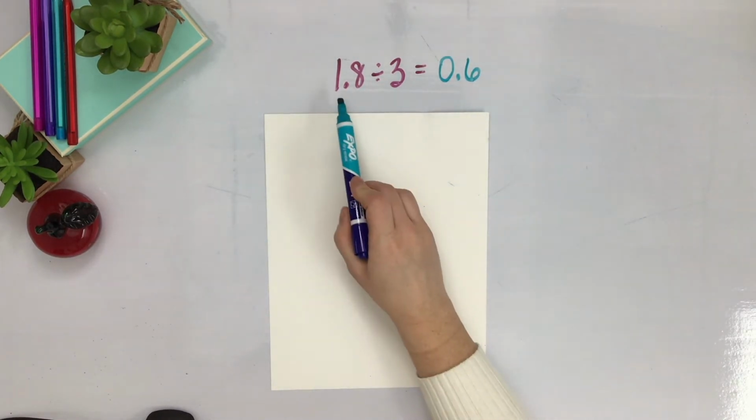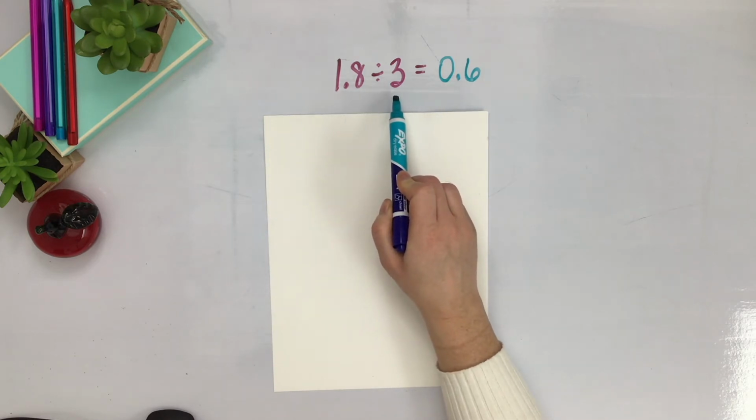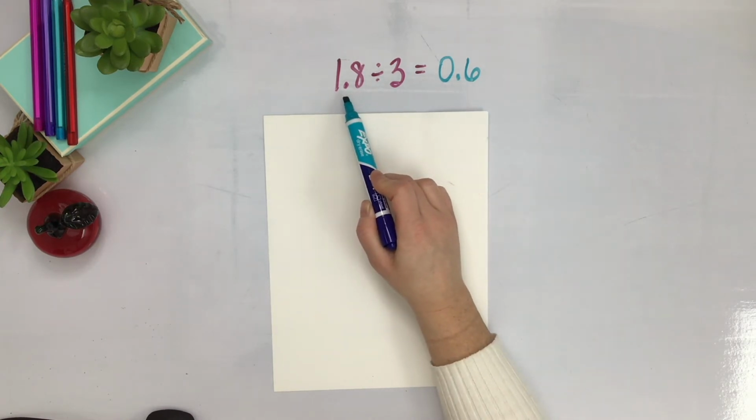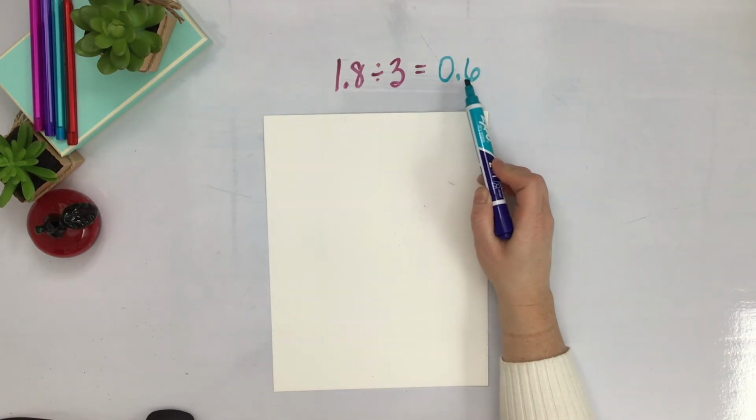So in a way, we're kind of forgetting about the decimal. We're seeing this as an 18 divided by 3, and we're putting our 6 as our answer, our digit, and then we're adjusting for the fact that this isn't 18. This is a number that is 10 times smaller than 18. Therefore, my answer must be 10 times smaller than 6.